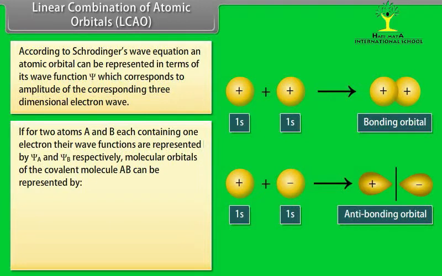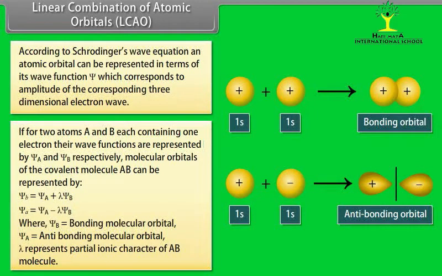Molecular orbitals of the covalent molecule AB can be represented by psi b is equal to psi A plus lambda psi B, psi a is equal to psi A minus lambda psi B, where psi b is the bonding molecular orbital and psi a is the anti-bonding molecular orbital. Lambda represents partial ionic character of AB molecule.